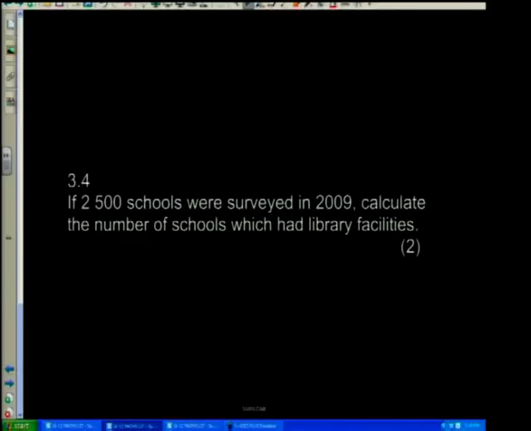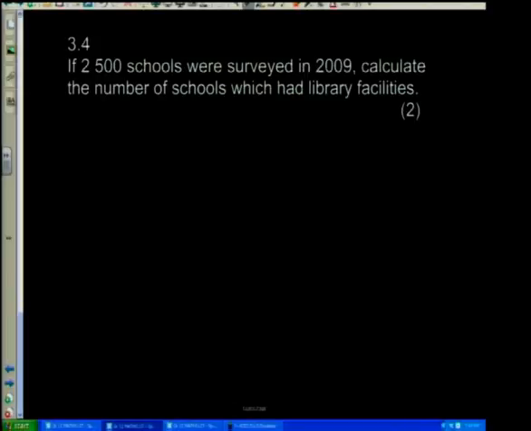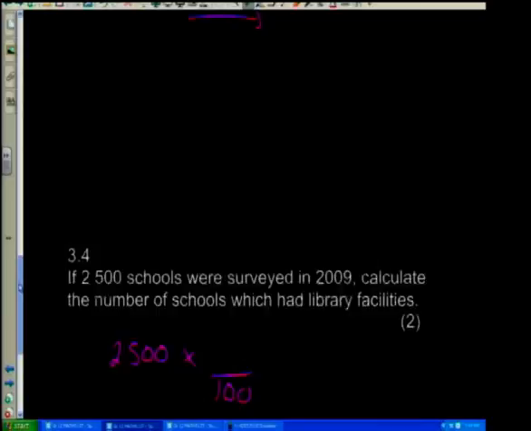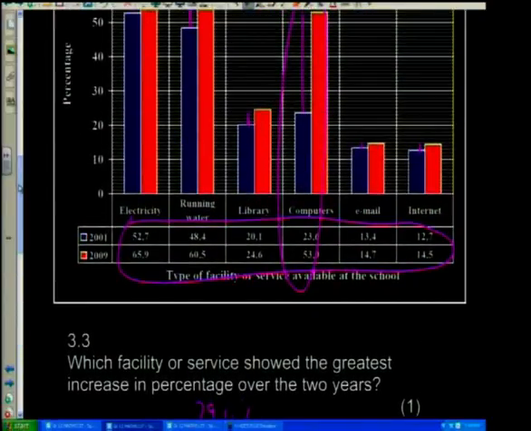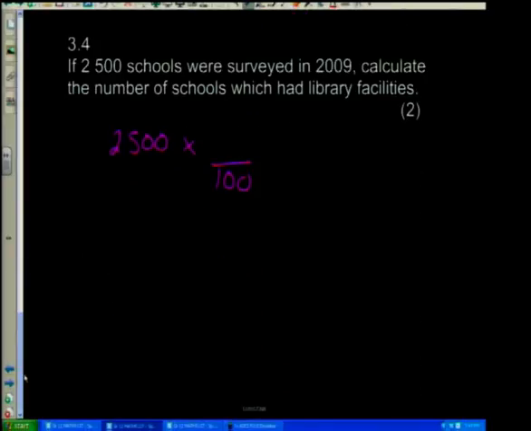Right, next question. If 2,500 schools were surveyed in 2009, calculate the number of schools which had library facilities. Okay, so we've got 2,500 schools, but there's a certain percentage of them which have libraries. So let's go back up to libraries and have a look. In 2009, we had 24.6% having libraries. So we're going to say times 24.6%.